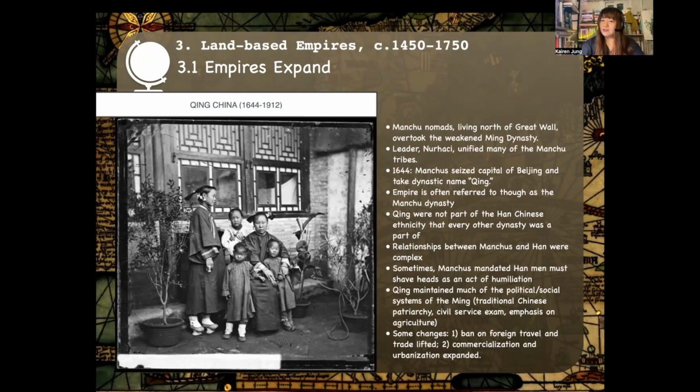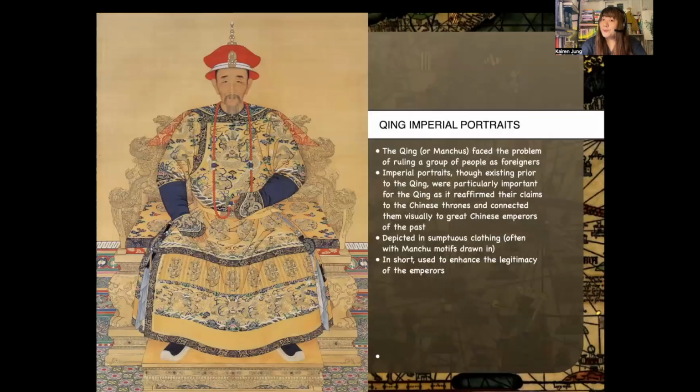The Qing maintained a lot of the political and social systems of the Ming, such as the traditional Chinese patriarchy, the civil service exam, and an emphasis on agriculture, but there were some changes. The ban on foreign travel and trade was lifted, and commercialization and urbanization exploded at this time. The Qing imperial portraits are what we're going to take a closer look at now. These are very significant in terms of art history.